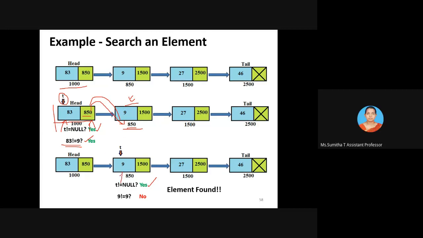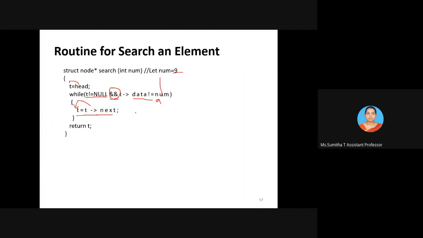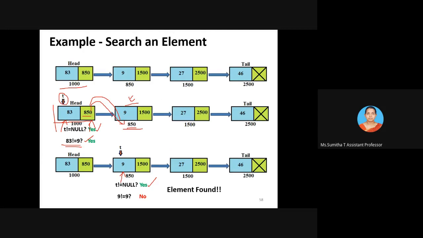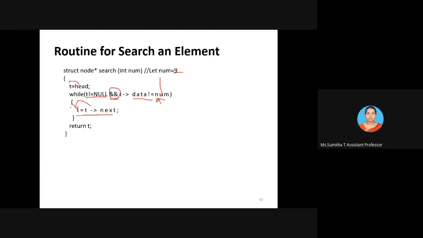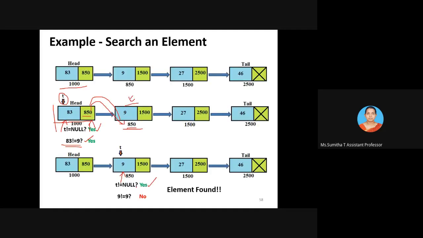This is the t of data. Now I check the t of data with num. Num is also 9. So the condition is false, and I come out of that particular loop. Then I return t. Now the t value is returned. Is it clear? This is the process. In this way, we search a particular element in the linked list.